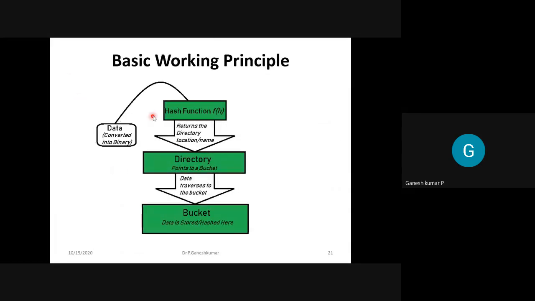So what is the basic principle here? You have data to be inserted into a kind of data structure, for which you first need to convert the data into binary. Then you input the data into the hashing function. The hashing function will start with the LSB. Based on the LSB single bit, it will keep on increasing from one bit to 2 bits, 2 bits to 3 bits, 3 bits to 4 bits, like that. First it is stored in the directory as the ID value or index value. Then that directory points to a bucket, and that bucket will store the data. So that is the basic principle.